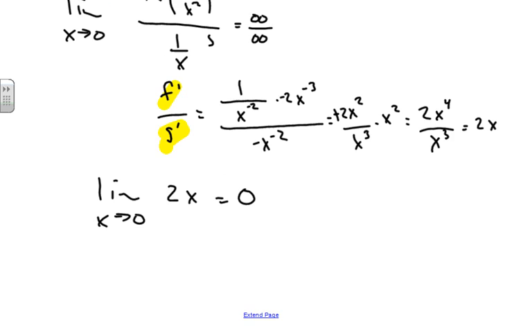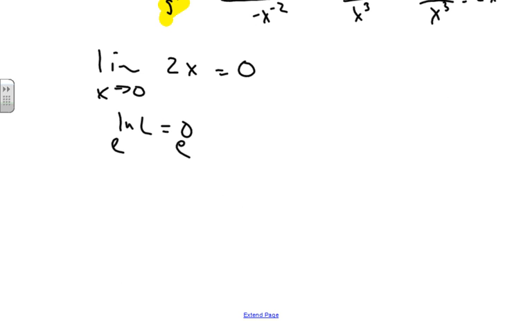So this 0 that we found is not actually equal to L at all. It's actually equal to the natural log of L. All right, so we have to solve for the limit. How do you get rid of this natural log? We're going to e both sides. And what we have is L equals e to the 0, which equals 1. So our limit right here is going to equal 1.